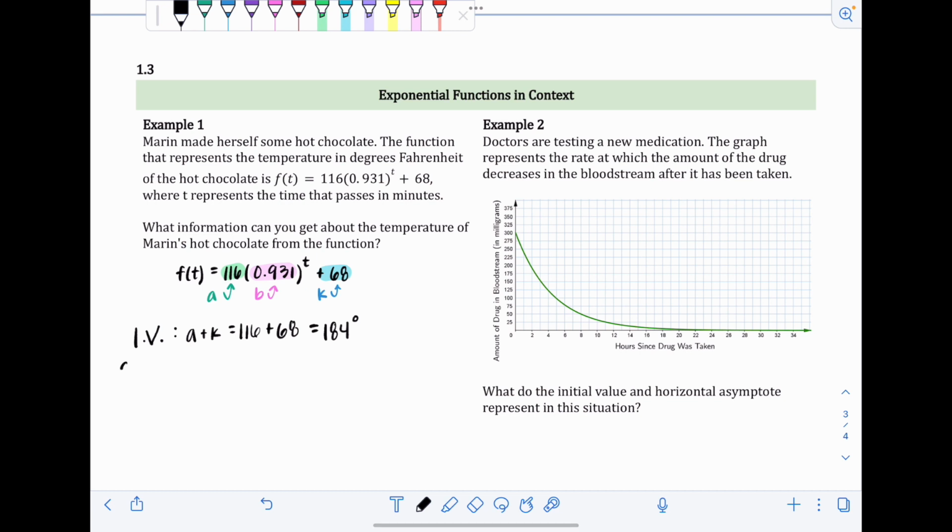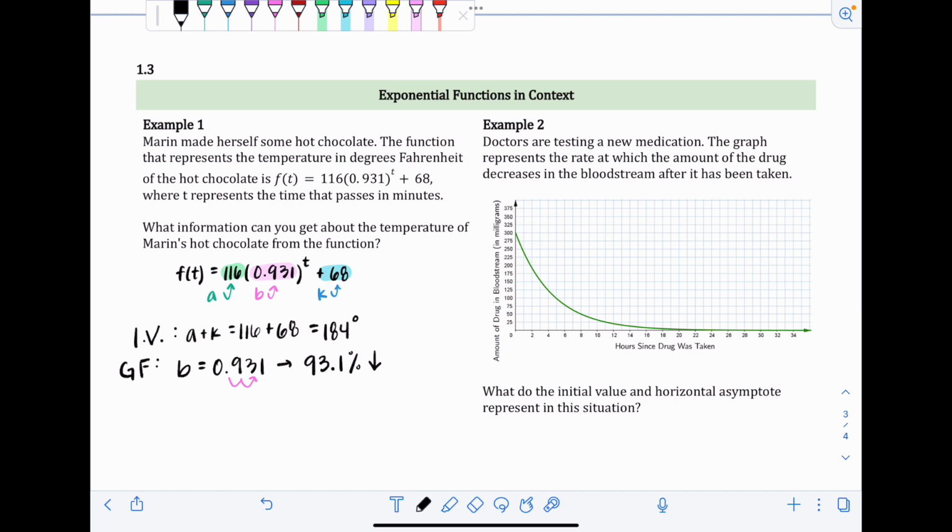And then the growth factor is B, which is 0.931. So that means it is decaying. I'm actually going to change that into a percent just to make a little bit more sense out of the context. So if we were to change a decimal to a percent, you move the decimal place twice to the right. So that means that each minute the temperature decreases by 93.1%. So each minute there's a decrease in the temperature by 93.1%.